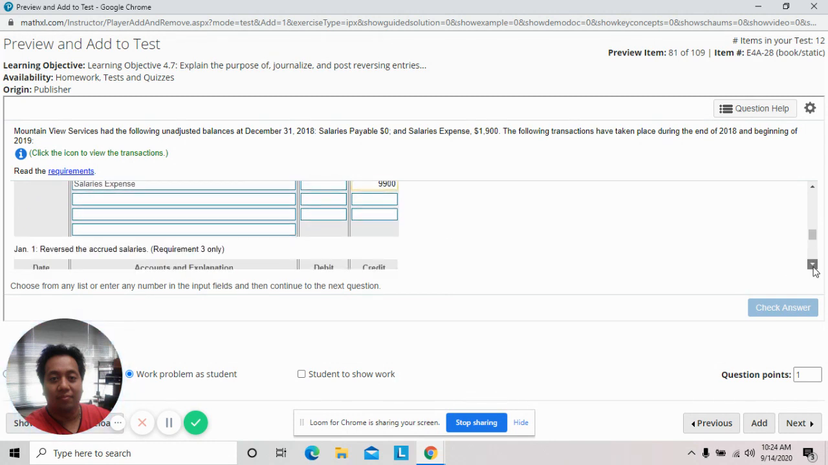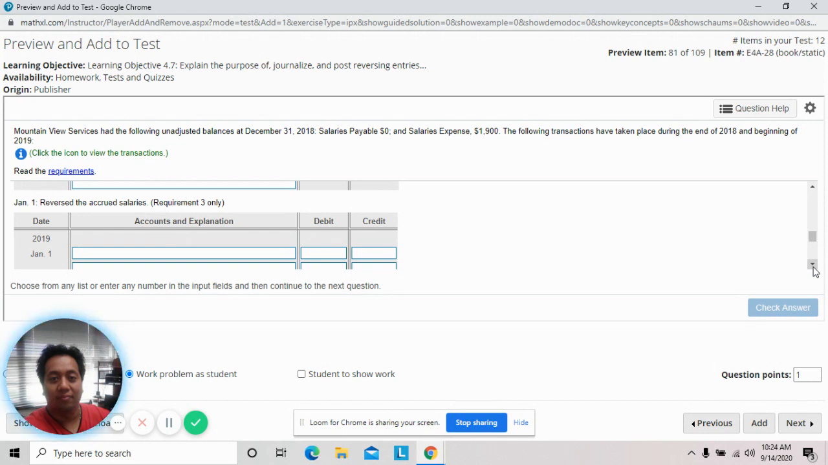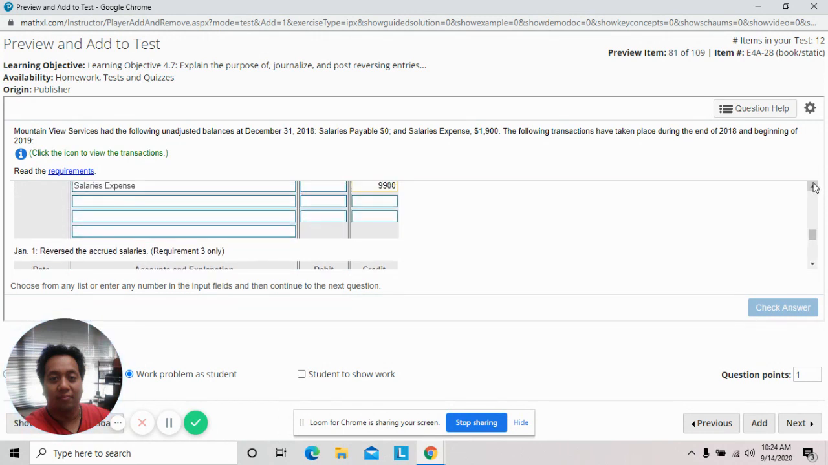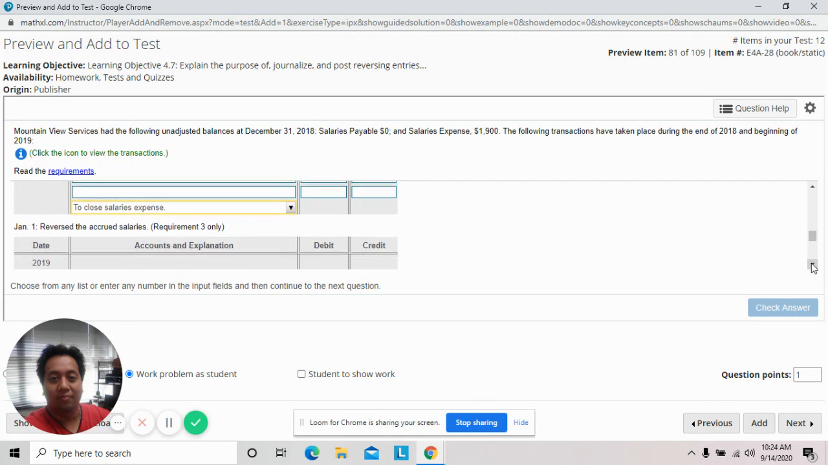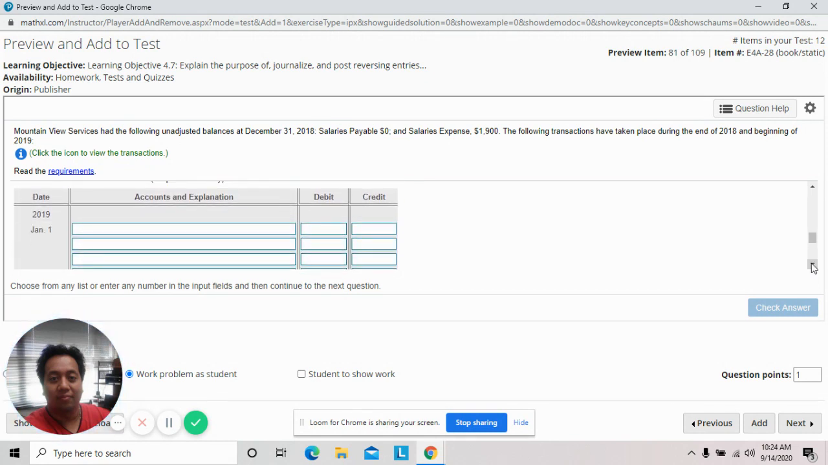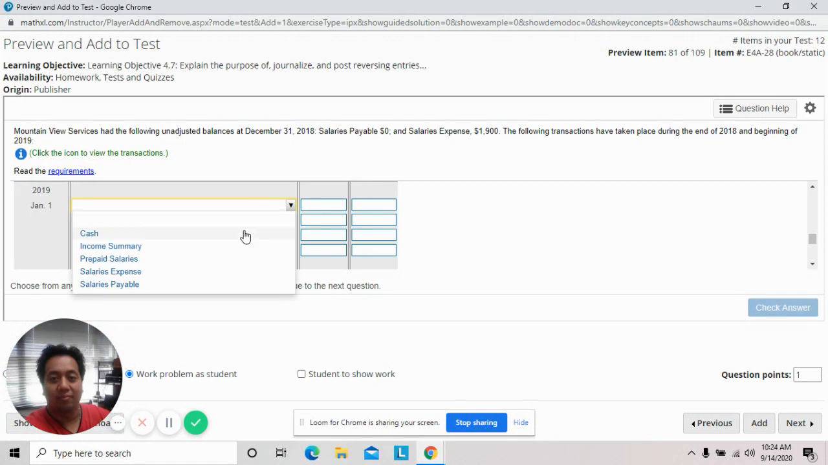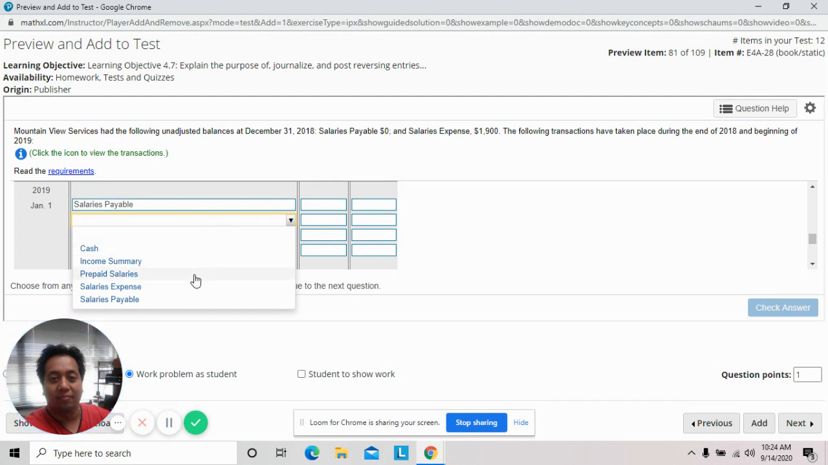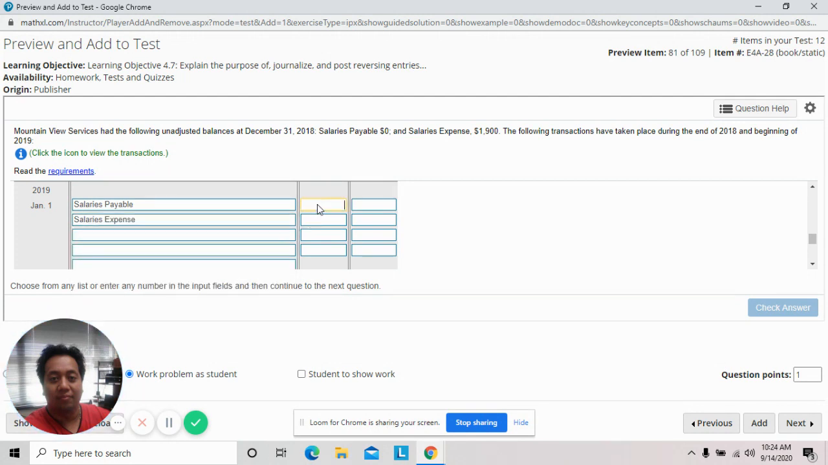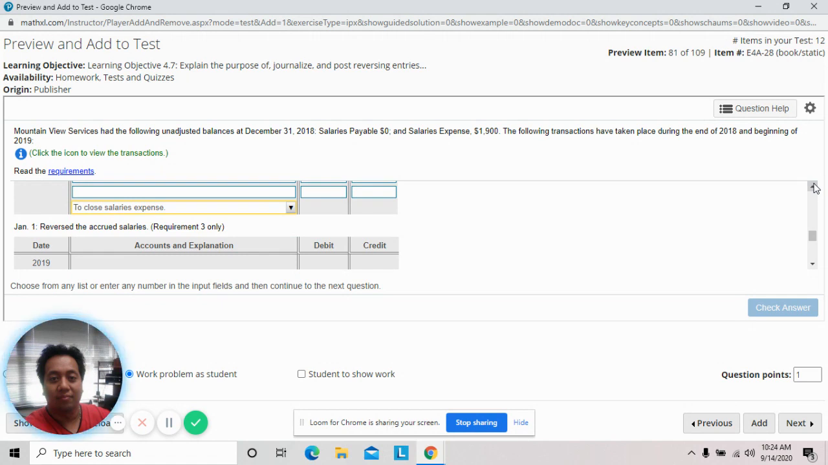As for the January 1st, I'll go back to that. Salaries payable. Oh, the explanation for this one is to close my salaries expense. Let me see. For January 1st, it's a salaries payable debit and the salary expense for credit, an amount of $8,000. As you see in this journal entry, we're reversing my accrued salaries from the first journal entry.